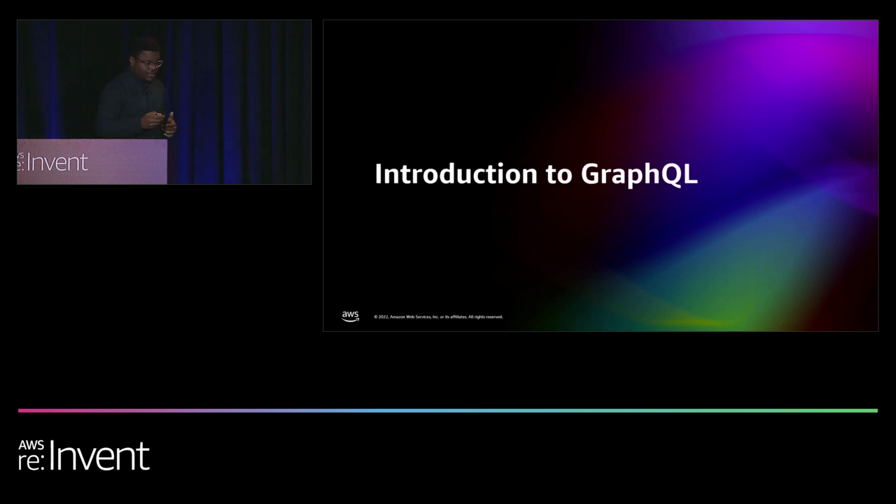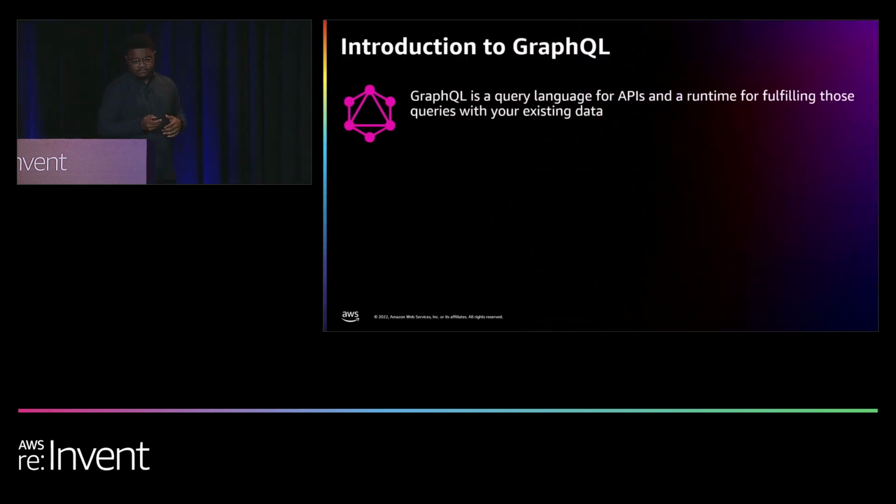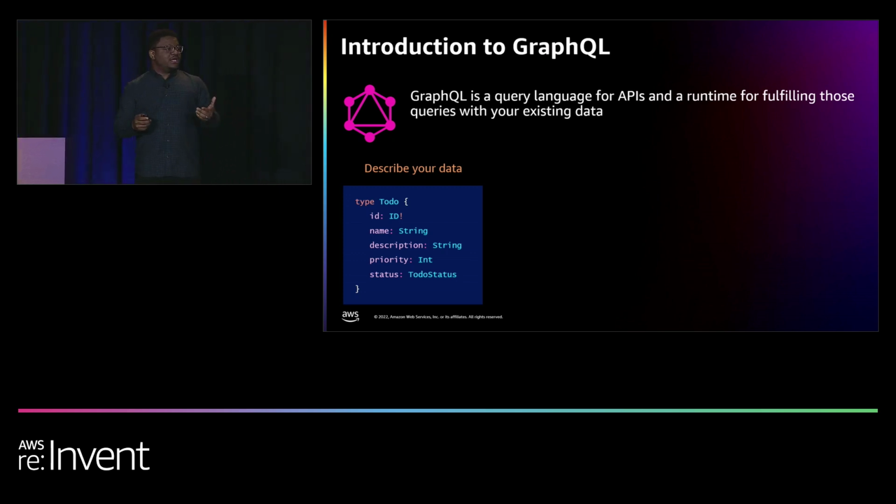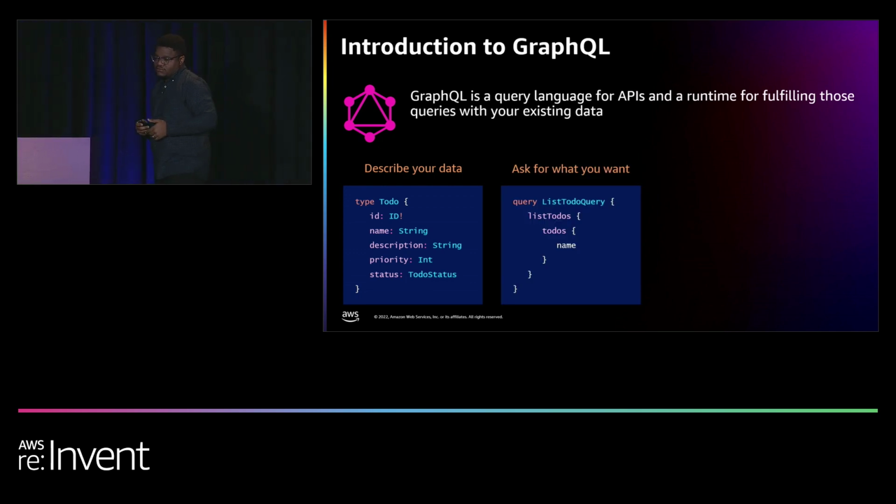So what is GraphQL? GraphQL is a query language for your APIs and a runtime for fulfilling those queries against your existing data source. It works as follows. You describe your data using GraphQL schema definition language. So you can see here, we have a type to do and the fields and a type for each field.